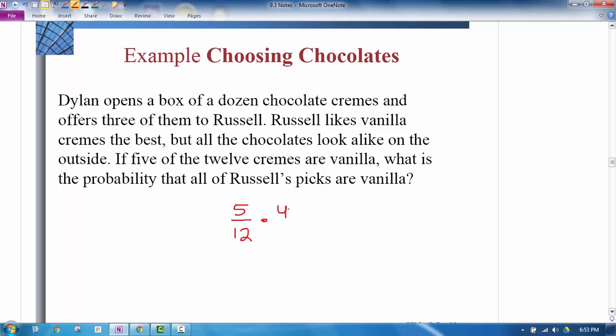Then obviously, if we're going to pick another vanilla, there's only 4 left out of now 11 total. And the third pick, there's only 3 vanilla left out of the total 10. So that would give us the probability, which, if you multiply it out and simplify, you get 1/22.